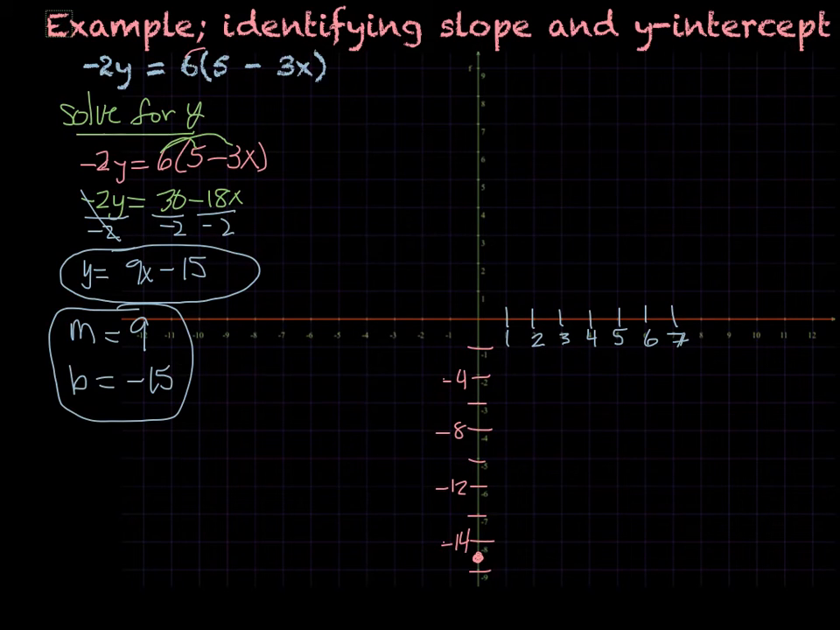So rise over run is 9 over 1. So I'm going to go up 9 and then over 1. So that would be 1, 2, 3, 4, 5, 6, 7, 8, 9, and then over 1. And then, as I said, you can just draw a line between those 2 points. And that's your graph. Hopefully it's a straight line.